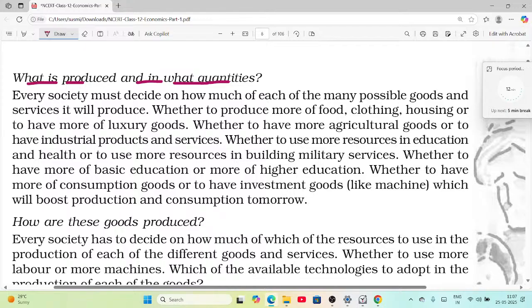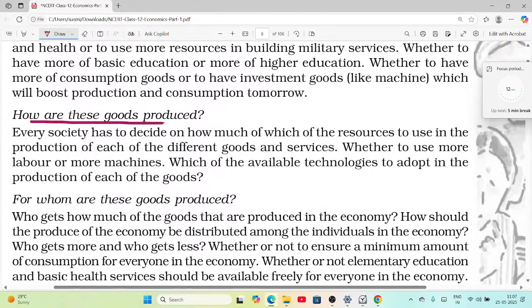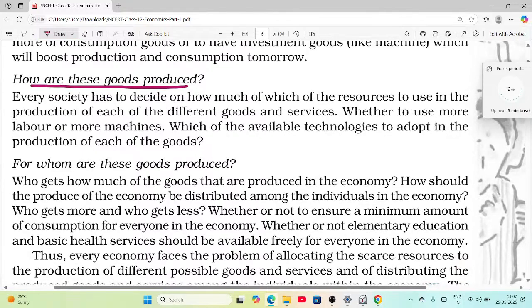What to produce, or in what quantities to produce. How are these goods produced? How much of which resources to use in the production of materials, whether to use more of labor or machines, and which of the available technologies to adopt in the production.